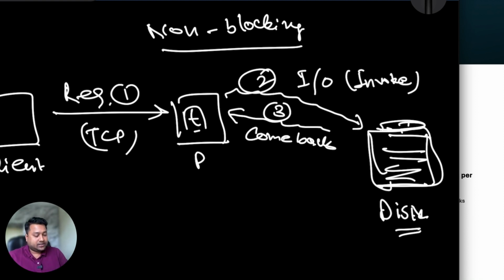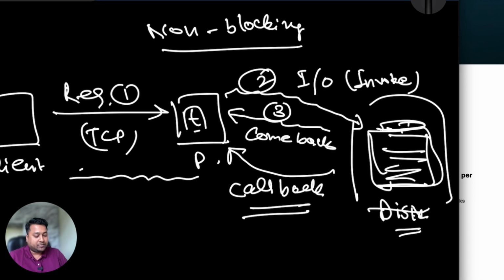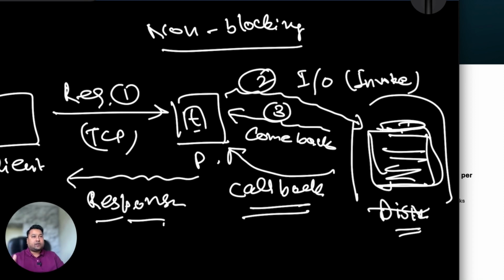Now whenever your disk, which is part of the operating system, is done, it will call back to your process saying, hey, I am complete. So this process will pick this request and then send it back to your client, right? So this is all the non-blocking nature of your thread or process, right? Because you see, it's not waiting for the input output operation to get completed.